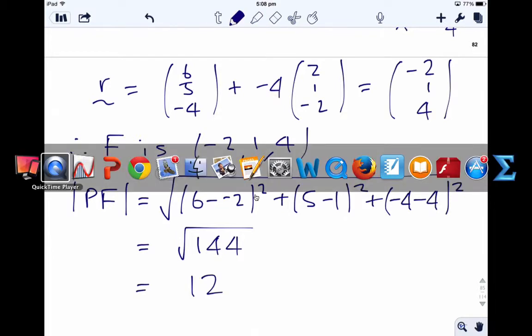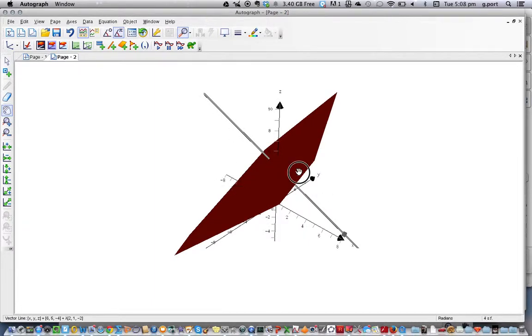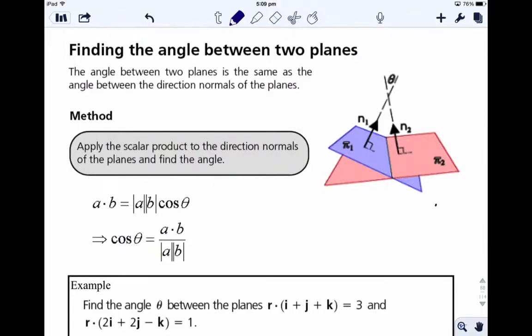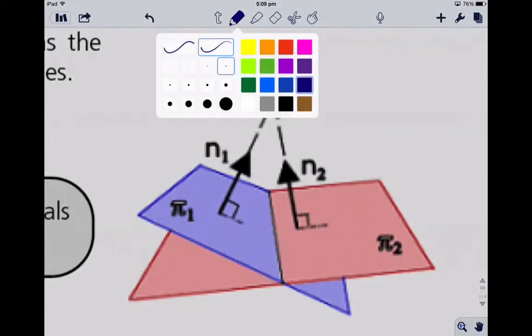Let me show you what that looks like now. If we have a look at the picture of this, here is that plane that we were talking about. It's a little bit difficult to see. We've got this line going through here, and that point that I've identified is (6, 5, -4). So next one is really simple. If we want to find the angle between two planes, we find the angle between their normal vectors. Let's zoom in on this and see if this makes sense.